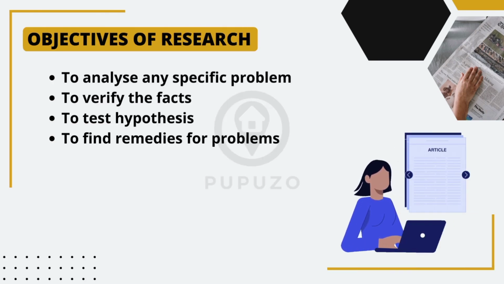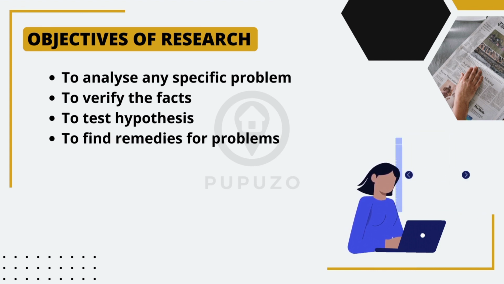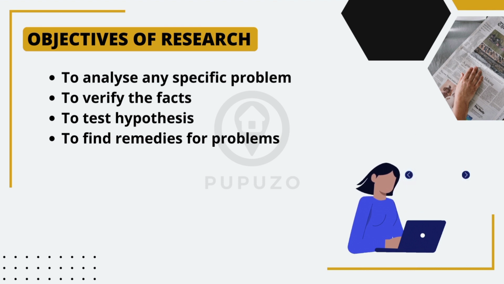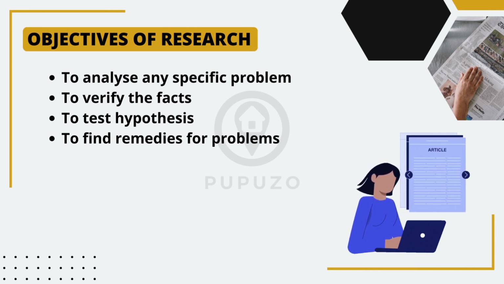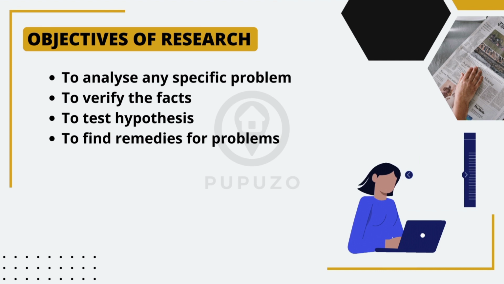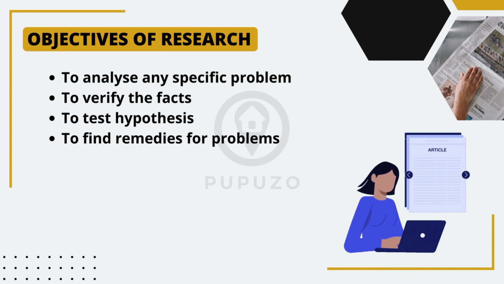Research helps us analyze specific problems in order to gain a deeper understanding of their nature and underlying causes. It aims to verify facts and information, ensuring that the knowledge we possess is accurate and reliable. Research also involves testing hypotheses, which allows us to explore and evaluate potential explanations or predictions. Lastly, research aims to find remedies and solutions for problems, providing valuable insights and recommendations for improvement.